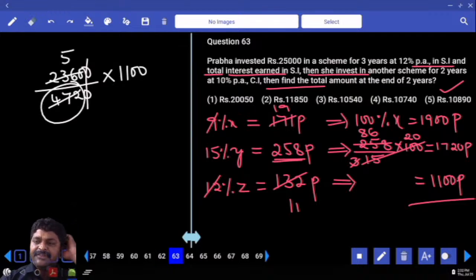Prabha invested 25,000 in a scheme for 3 years at 12% per annum simple interest, and the total interest earned is in simple interest. Then she invested it in another scheme for 2 years at 10% per annum compound interest. Then find the total amount at the end of 2 years.